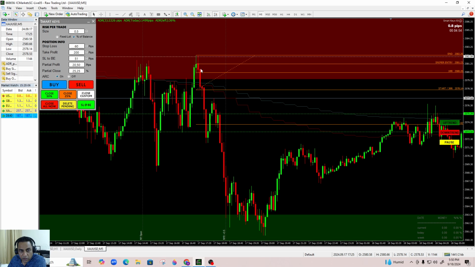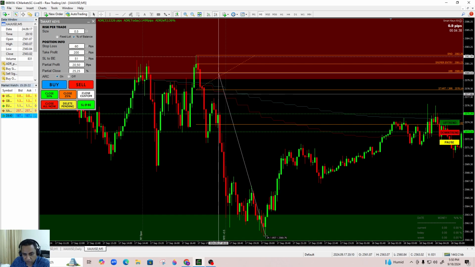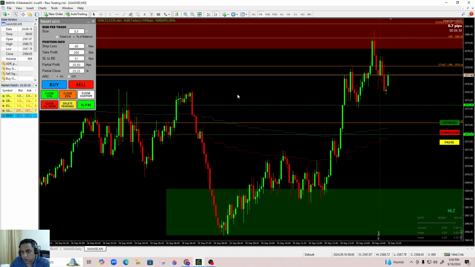M5 push down. The next candle dropped. It didn't need to come up. It had grabbed enough liquidity. Pushed down, pushed down, tried to come up, couldn't, went straight down. Right. So from that M5, it dropped a good 190 pips. Okay.